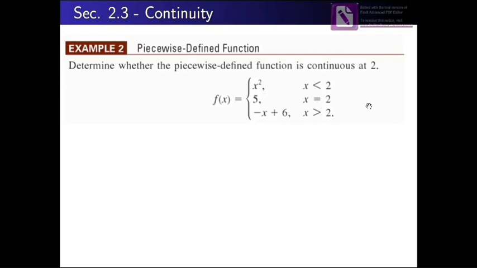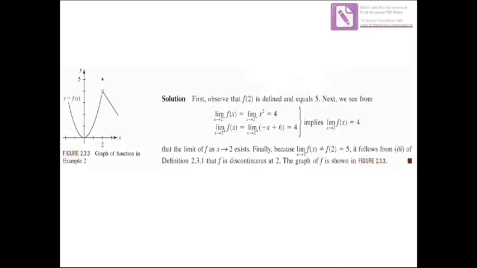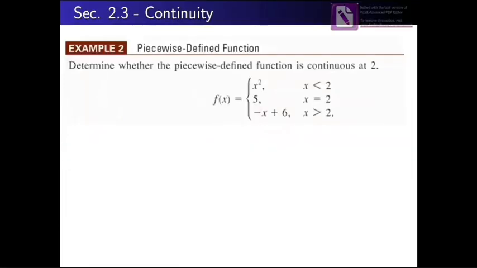So we need to check that the value of the function at x equals 2 is defined, and the limit when x approaches 2 exists, and whether f(2) is equal to the limit of f(x) when x approaches 2. So let us do it one by one. We observe that f(2) is defined and it is equal to 5. So the value of our function f at x equals 2 is 5. So this function is defined.